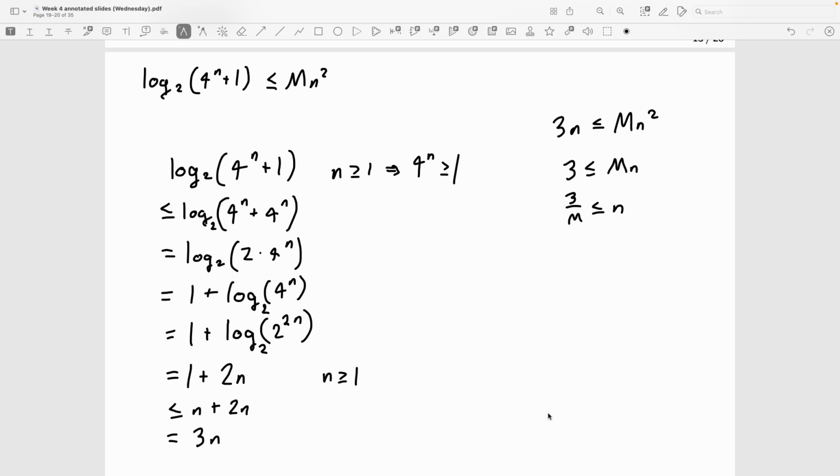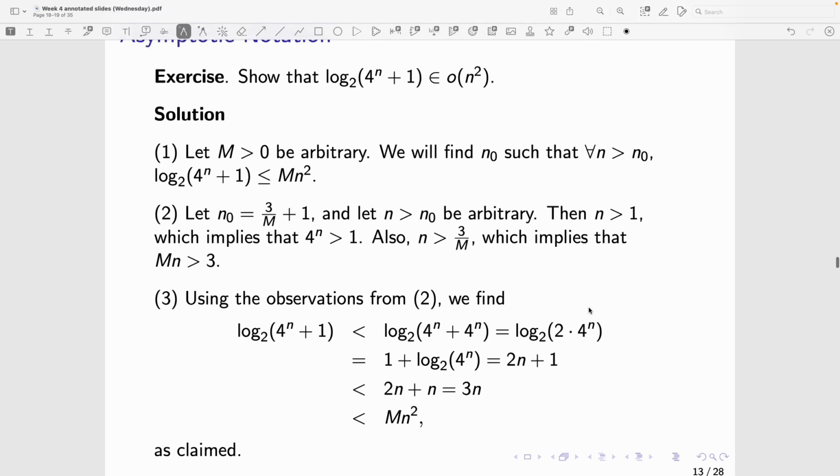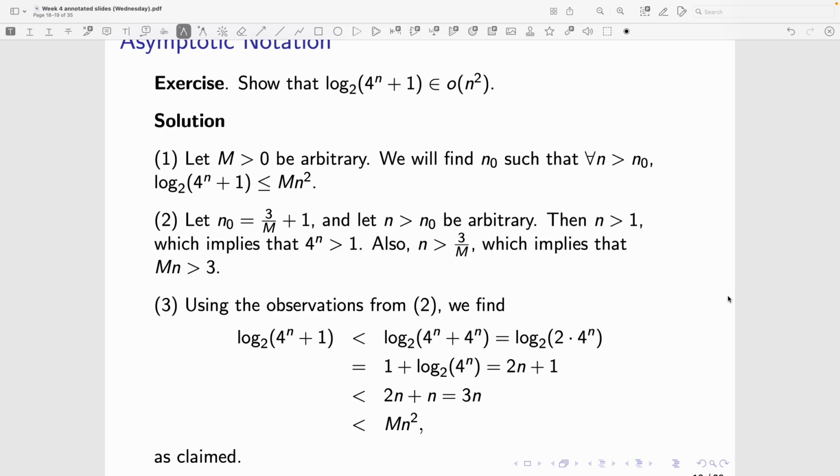Ta-da! So we now have that n has to be at least 3 over m. And we translate that into a value of n naught for our formal proof. Let n naught be equal to 3 over m plus 1. And let n greater than n naught be arbitrary.